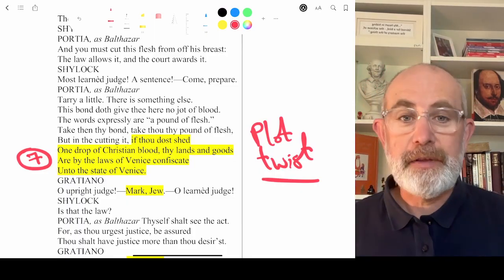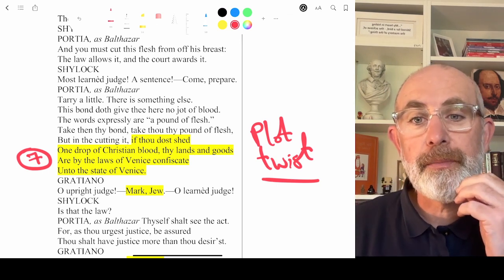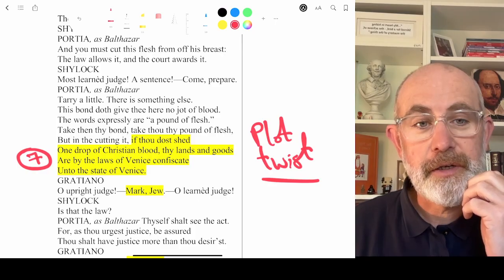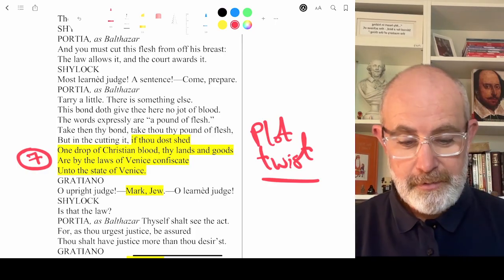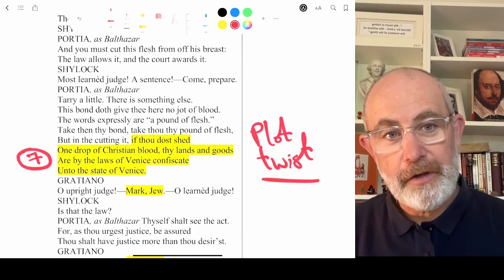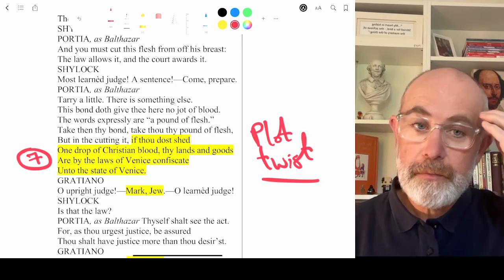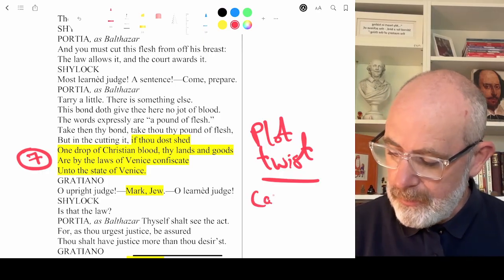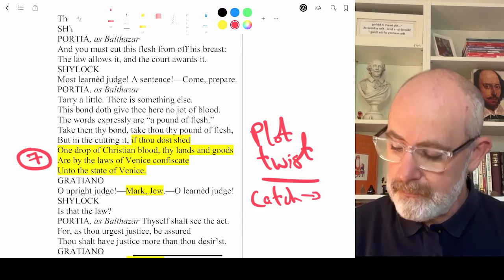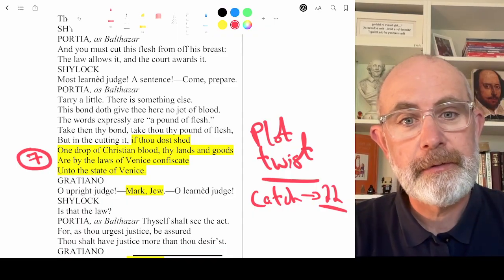"And if thou dost shed one drop of Christian blood, thy lands and goods, by the laws of Venice, confiscate unto the state of Venice." Right? So she tells him, there's no blood in the contract. So you can take your pound of flesh, off you go. One drop of blood, you lose everything. So it's, to use a phrase that was invented later on by Joseph Heller, for Shylock, it's a catch-22 situation.